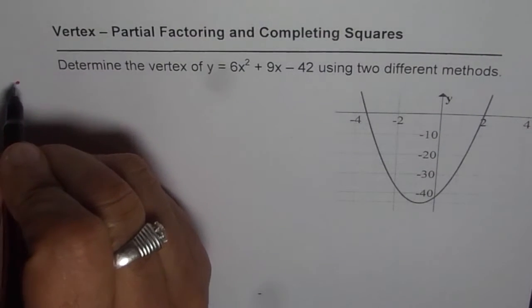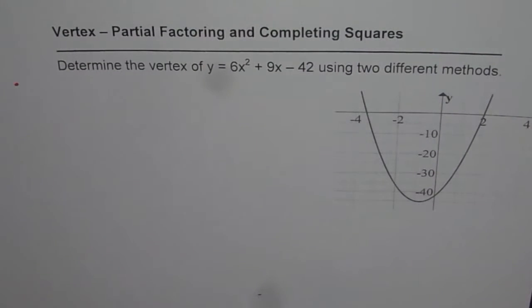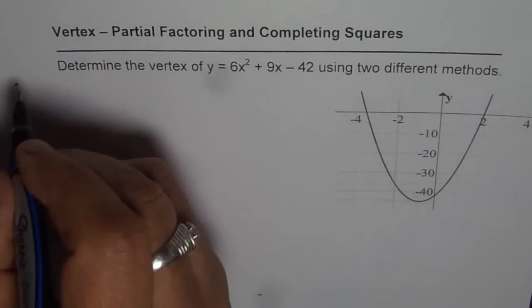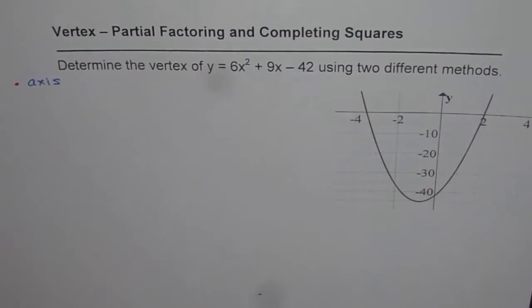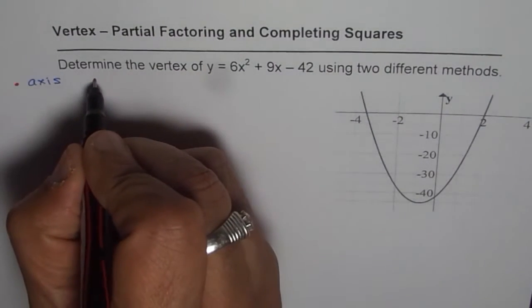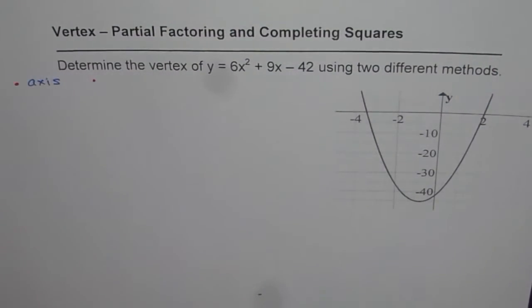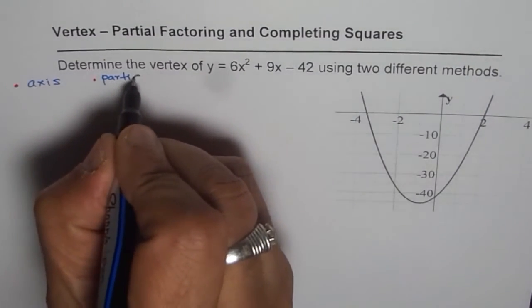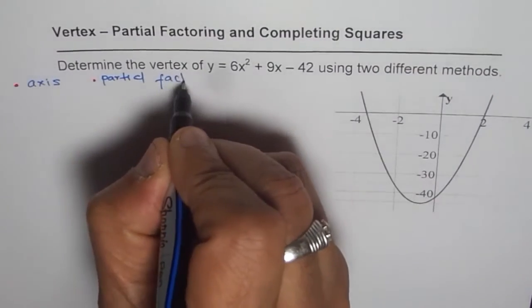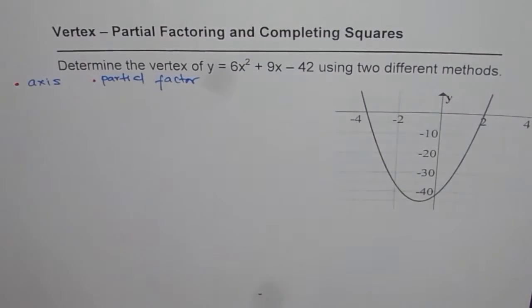The first method is finding the axis of symmetry, so that will be my first method. The second one is using partial factoring. So let me write that down. We'll discuss partial factoring. And then the popular methods, right?